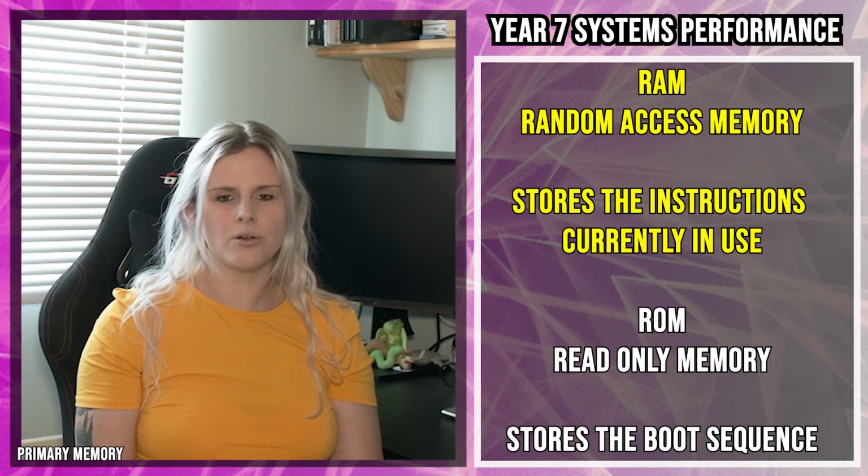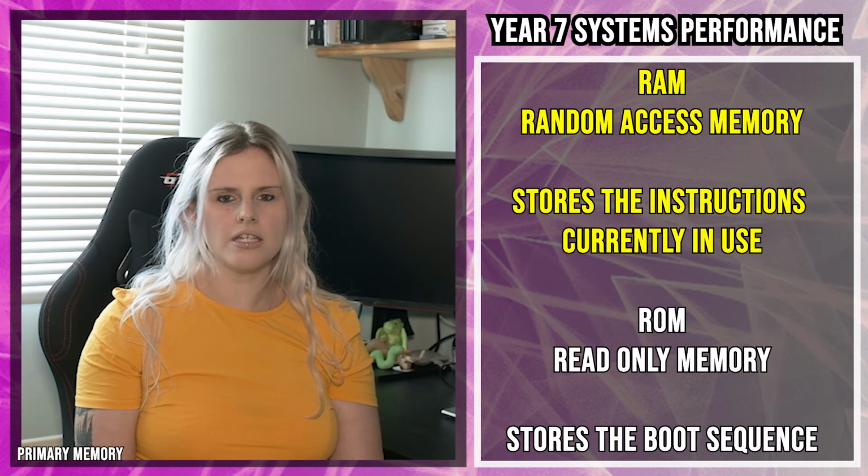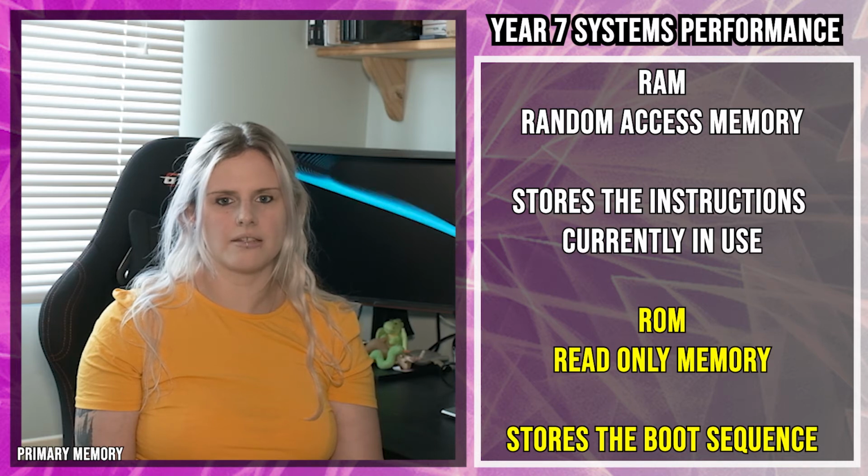Primary memory is called primary because it communicates directly with the CPU. There are two types of primary memory. RAM, which stands for Random Access Memory, stores the instructions that are currently in use. So these are the instructions that the computer needs to carry out the fetch-execute cycle. ROM stands for Read Only Memory, and ROM stores the boot sequence. These are the instructions needed to start up the computer system in the first place.